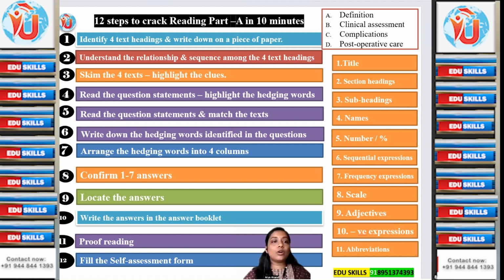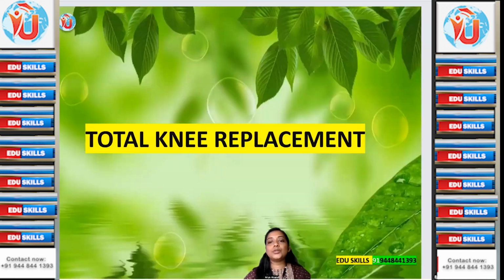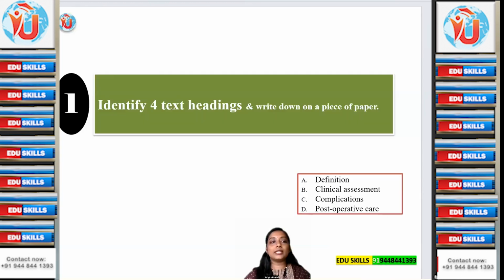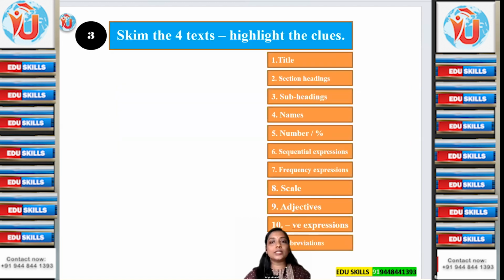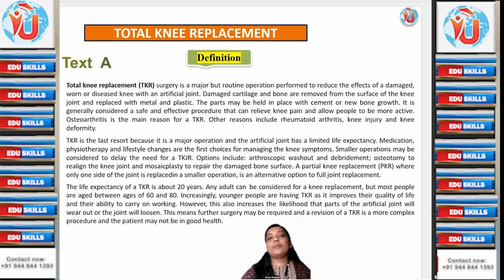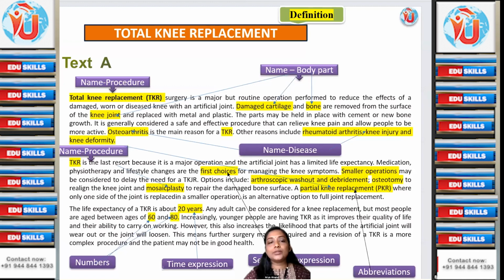We'll move to the topic. I hope everybody has the printed material. Yes. Today's topic is total knee replacement. First, what we have to do: we have already read the heading, total knee replacement. Then what is the first step? Identify the 4 text headings and write them down on a piece of paper. What are the headings? Then understand the relationship and sequence among the 4 text headings. The third step is to search for clues. We know what the clues are: skim the text and search for the clues. Title, section headings, subheadings, all these things you have to highlight. This is today's topic, total knee replacement. You can take your printed materials with you.